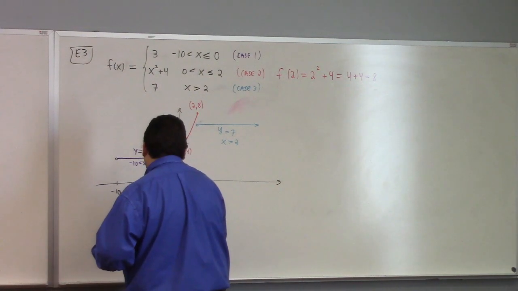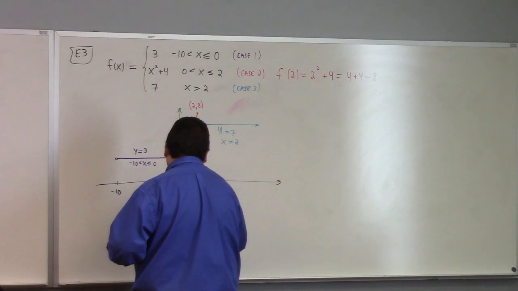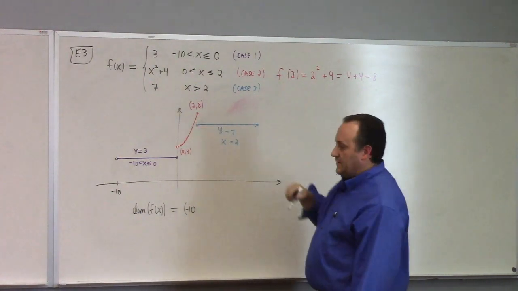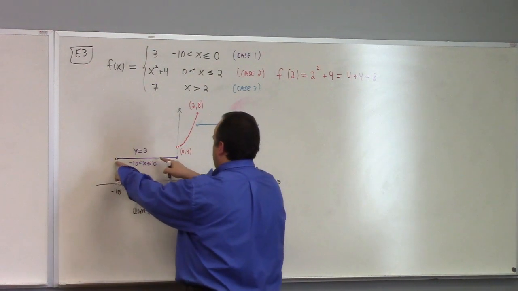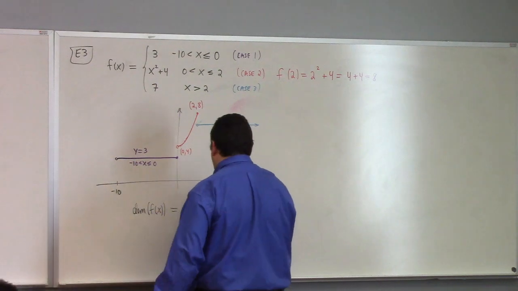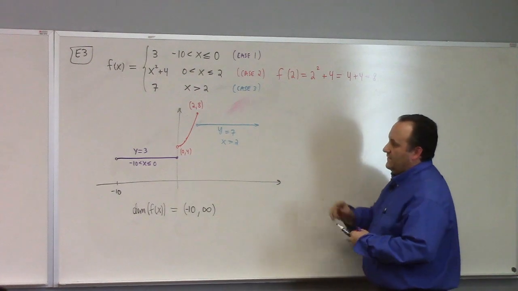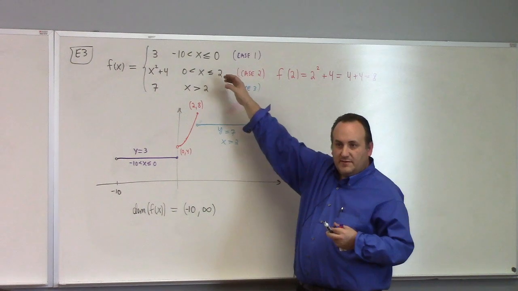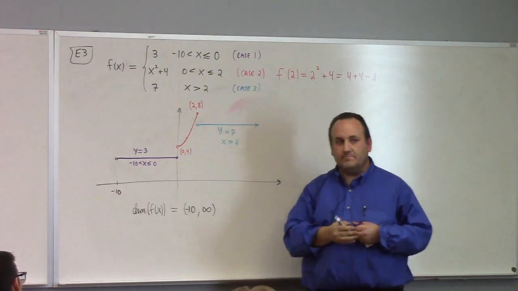The domain of f of x is minus 10. You said minus 10. Is that included or excluded? Excluded, because there's a strict inequality here. That's why it's excluded. Minus 10, and then to infinity. Now, you've got to watch out for this. If I had put a strict inequality in both cases, we might have missed a point. The domain could be missing a point. That could happen, but it didn't happen here.